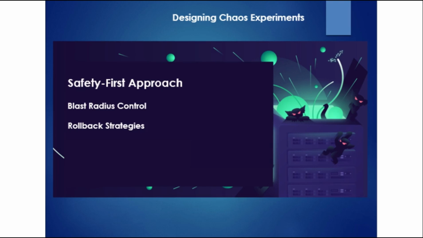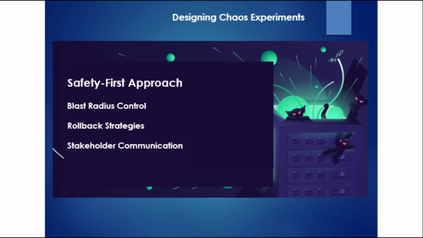2. Rollback strategies. A process of planning how to revert the system to its original state if the experiment causes critical issues. Use automation to ensure quick and reliable rollback. An example is implementing automated scripts to reset resource allocations or remove injected faults.